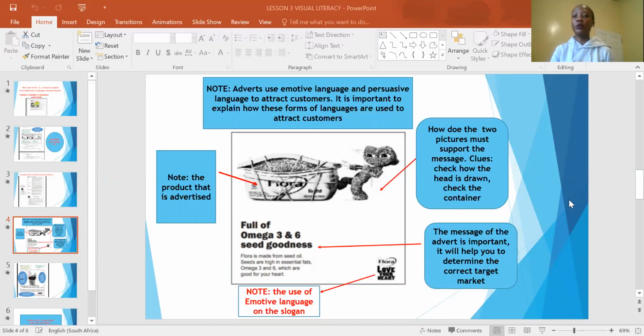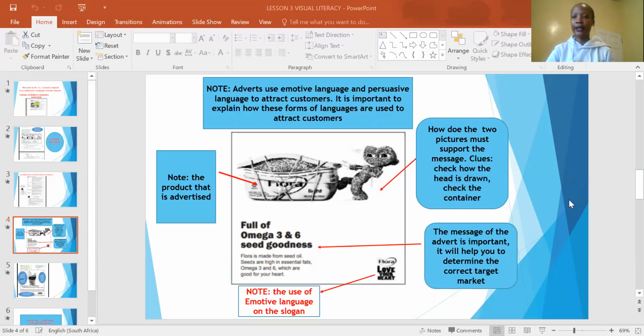So whenever you review an advert, ask yourself this basic question: what is being advertised here? Is it a product or is it a service? And if it's a product, don't only mention a product and a brand. Be careful of that. And then secondly, now coming back to the issue of target market.